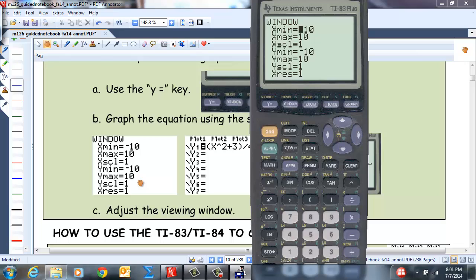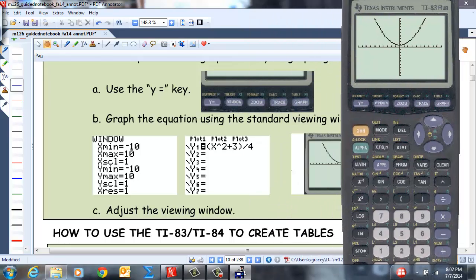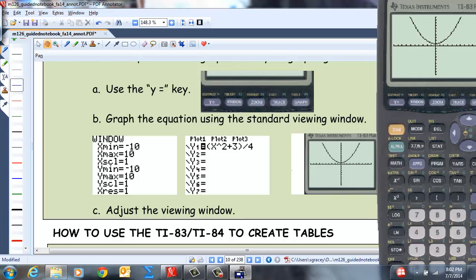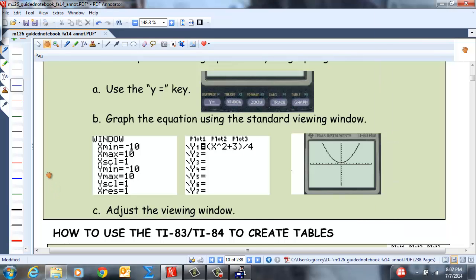Okay, and then if you need to, you adjust the viewing window, right? You can change the X-min and X-max values, the scale, the Y-min, the Y-max values, and that scale, the resolution, whatever it is you need to do, so that you can see the picture of that graph, okay? So this one, it's a pretty good visual for us, so I'm just going to leave it in that viewing window. And let's go down here and see what we've got.